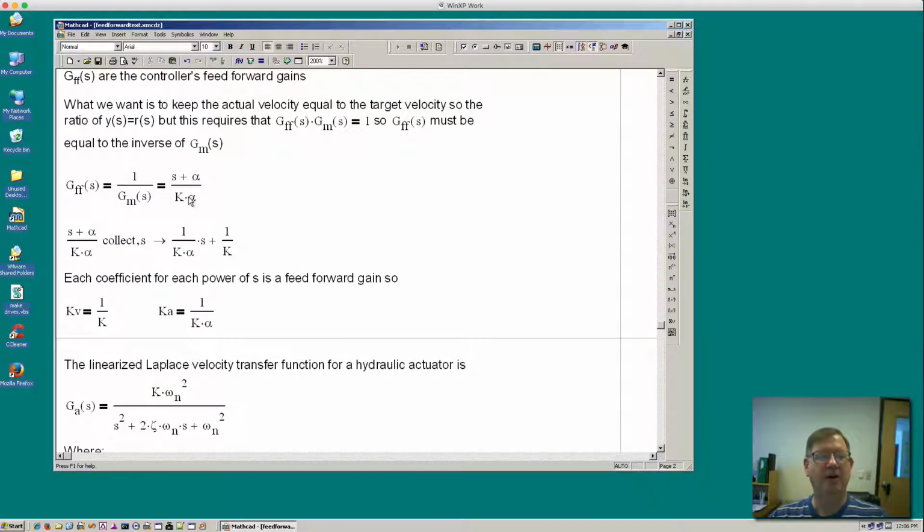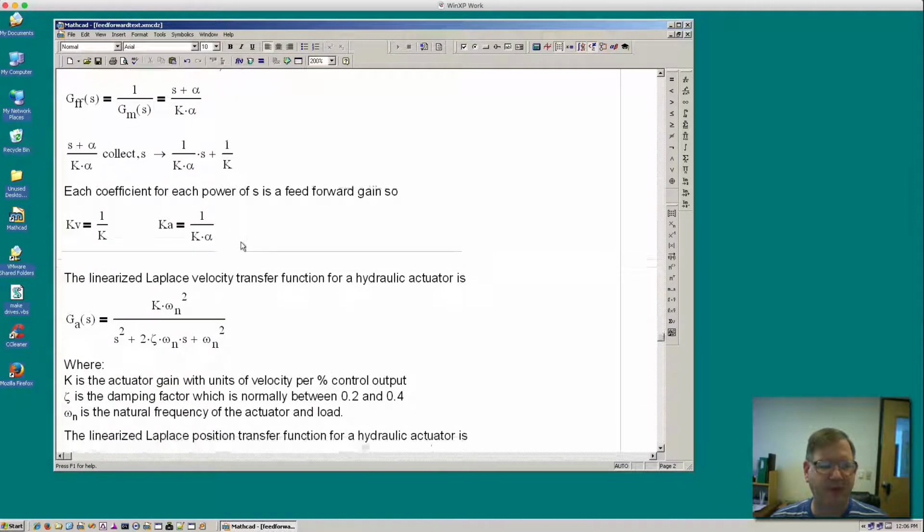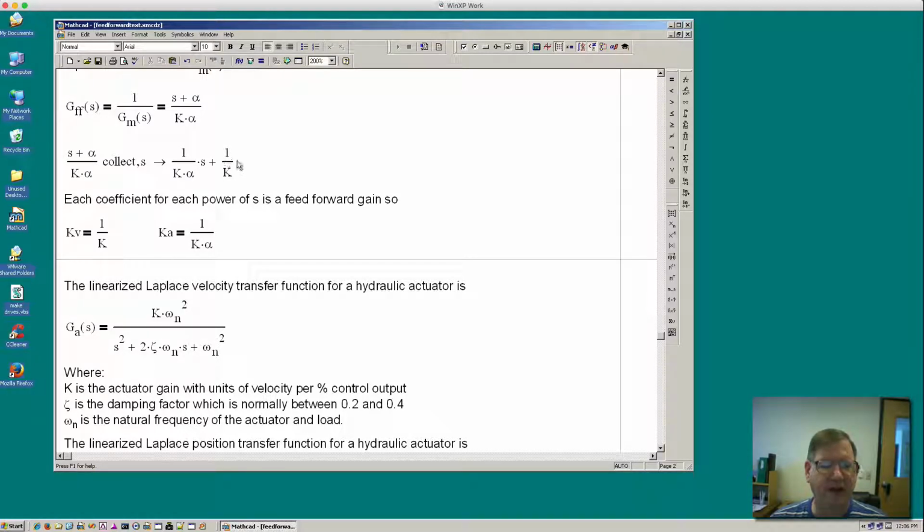So for that to occur, what you must do is invert the plant model, or the open loop gains, or the open loop model for the motor. And what we've done here is shown the motor. This is the inverse of the open loop transfer function for the motor. And if we expand that out and collect on powers of s, we can see that there are two terms. So this is the velocity feed forward. This is the acceleration feed forward.